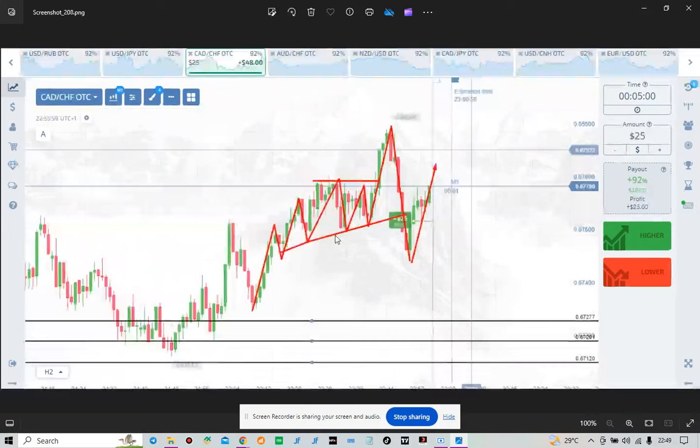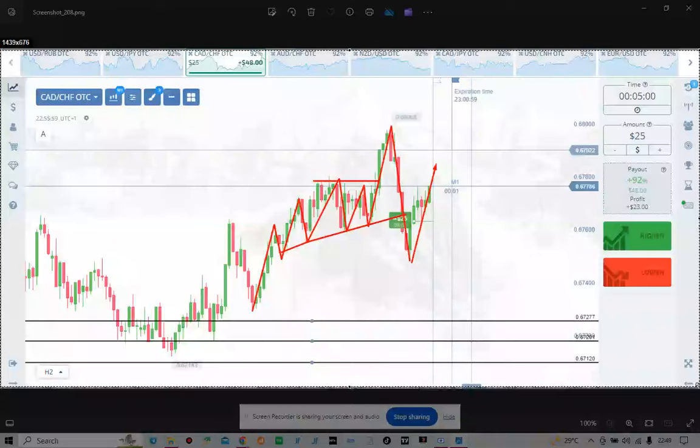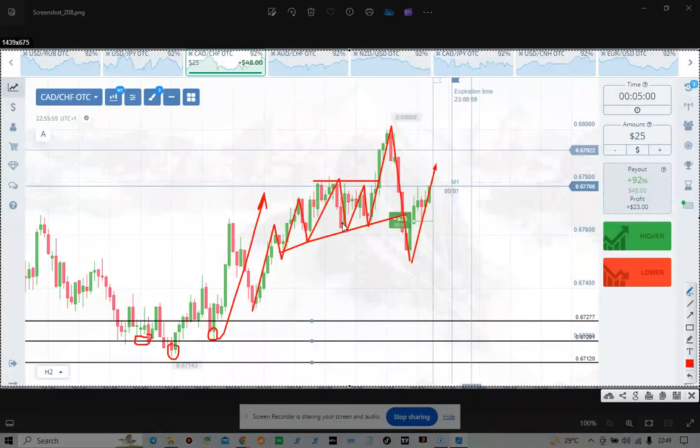This is also a bullish pattern. Remember, if you see a bullish pattern, always trade bullish entry. This is also a bullish pattern. We have the left shoulder, the head, and the right shoulder. So it's a bullish pattern. So I'm looking for a trade opportunity for a bullish trend.